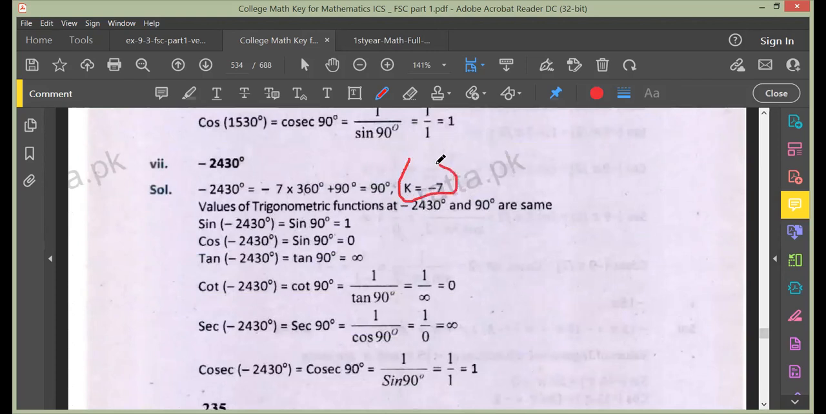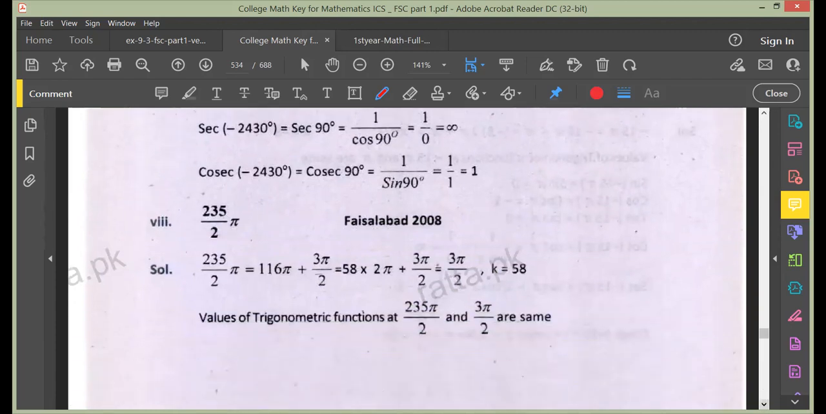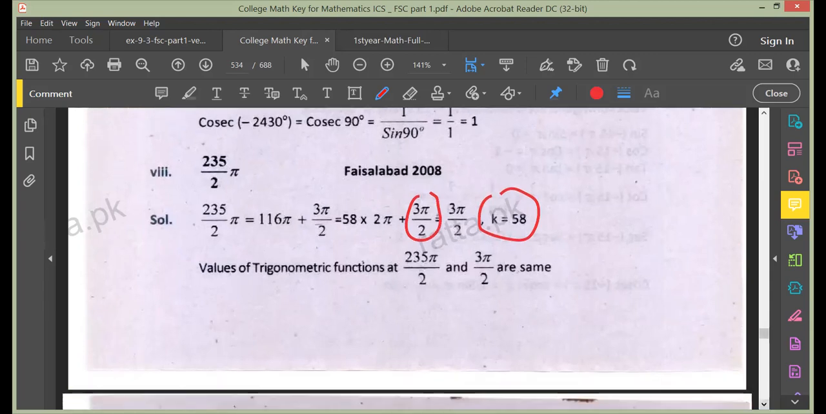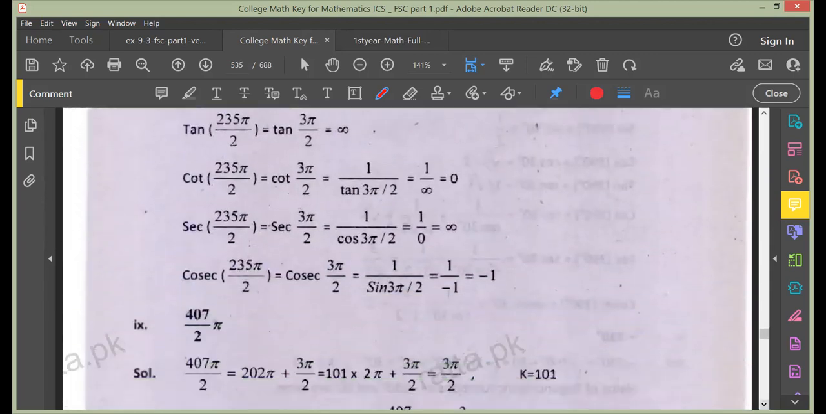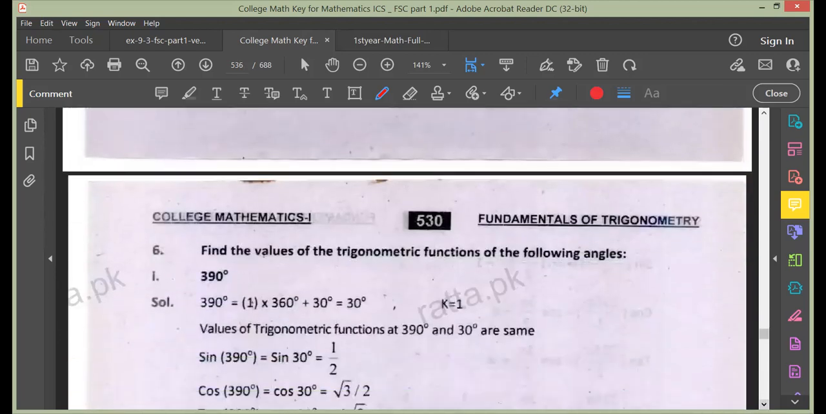Here k will be equal to minus 7, because k in our above formula is from the set of integers, which can be a positive or negative number. So for 235 over 2, simply you can divide it by 2. This will be equal to 116 plus 3 pi by 2. So 116 is a multiple of 58, so k will be equal to 58. So this will be 3 pi by 2. This is our final answer. Similarly, we will do the other questions, which has 9 parts, with the same procedure.